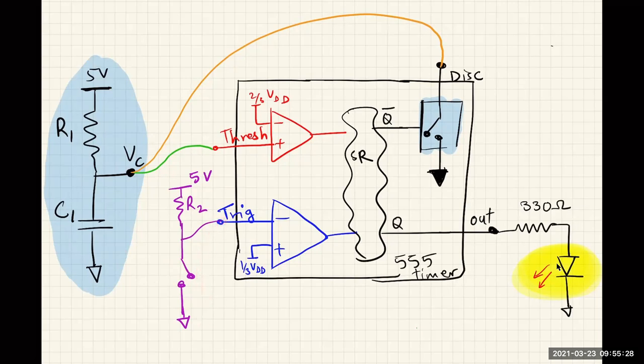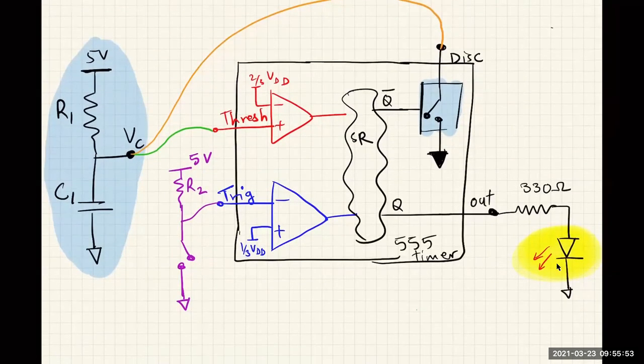That is, the trigger voltage goes below 1/3 VDD, and so it sets the output to high. That turns on the LED, and it sets this node to low, which opens up the switch. So the capacitor is no longer connected to ground, and the capacitor can start charging. Okay, so let's see what happened here.